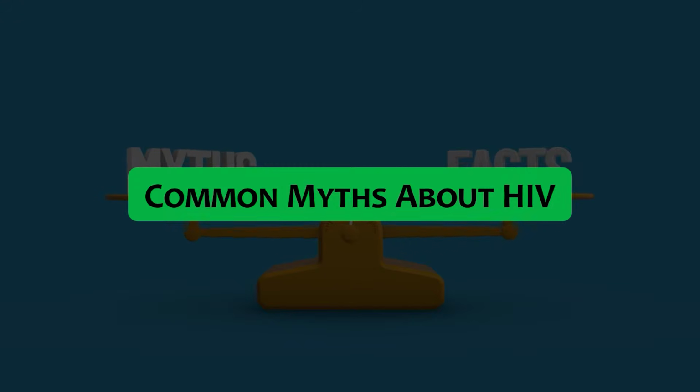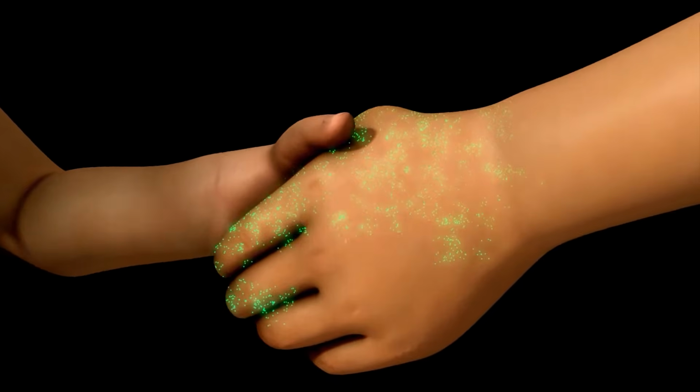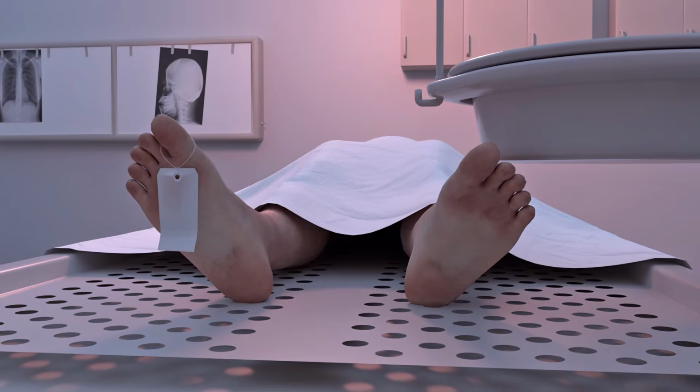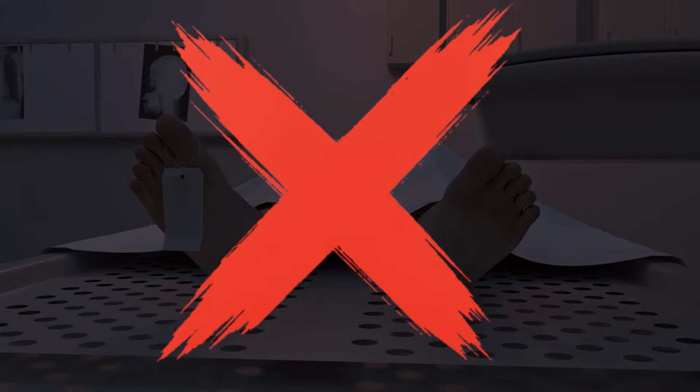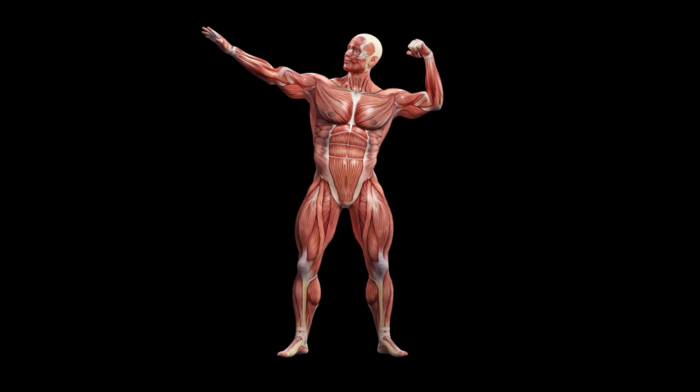Common myths about HIV. Some misconceptions include: HIV spreads through casual contact. False. Only certain groups get HIV. False. HIV always leads to death. False. Healthy-looking people cannot have HIV. False.